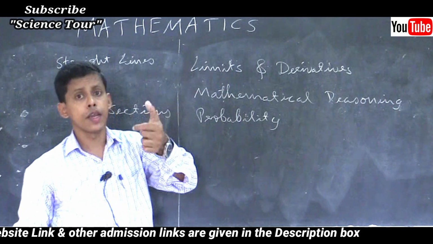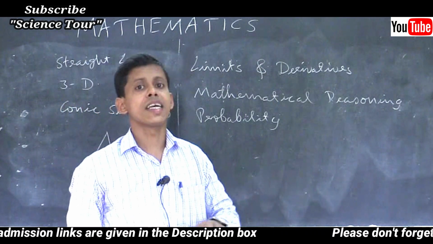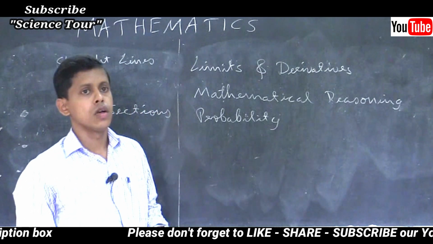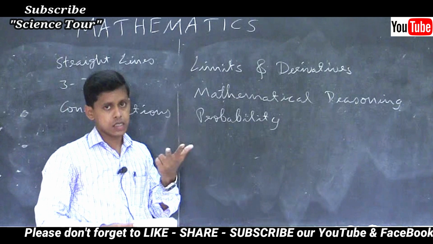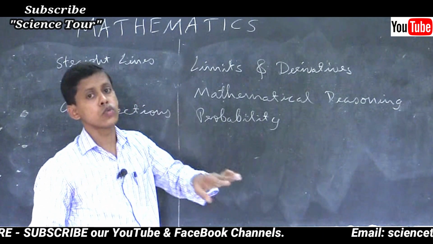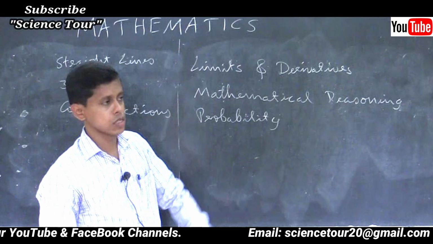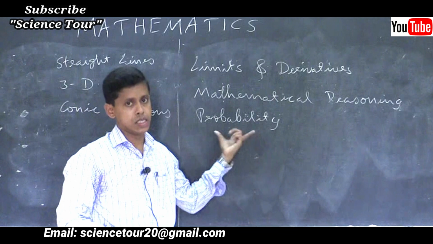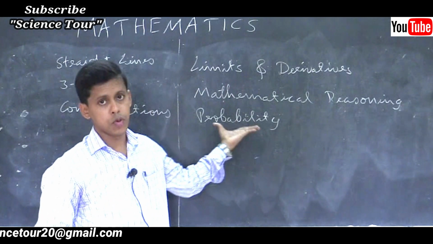If you toss a coin, what is the probability of getting a head if you toss a coin once? So let us say you toss the coin thrice, what is the probability of getting all the three heads, or first two heads and one tail, and all those things. So what is the chance, or what is the probability? So this is the chapter about probability.